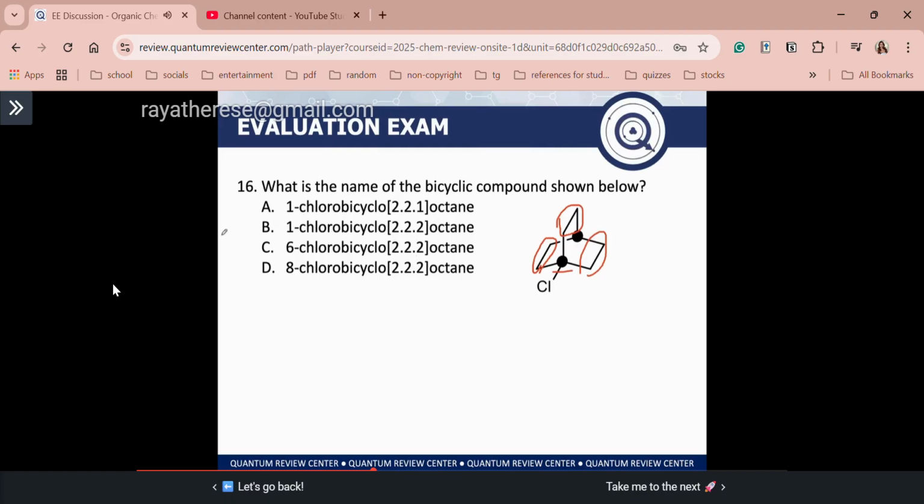The answer here, of course, is not choice C or D. Sir, how about letter A? Class, letter A is wrong, that should be 222 octane. So our answer here is letter B, because our total number of carbons, if you count including your bridgehead atoms, is 8. That's octane. So the answer to 16 is B: 1-chlorobicyclo[2.2.2]octane.